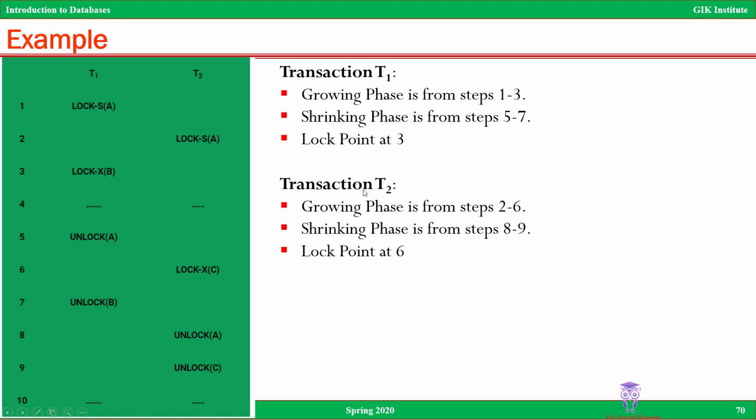And for the second transaction, the growing phase is from step 2 to step 6. The shrinking phase is steps 8 and 9, and the lock point is 6. It means that at step number 6 you have acquired the maximum locks that you needed.